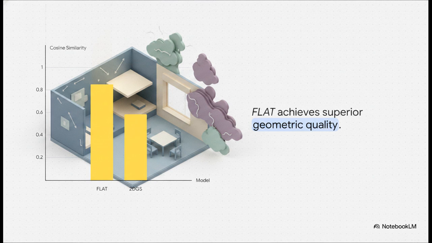FLAT scores a massive 0.853. Meanwhile, an alternative surface method called 2D Gaussian Splatting scores a mere 0.587. FLAT has a staggering lead in actually understanding physical geometric space. It isn't just tricking the eye with fuzzy blobs anymore, it is generating highly accurate physical architecture.